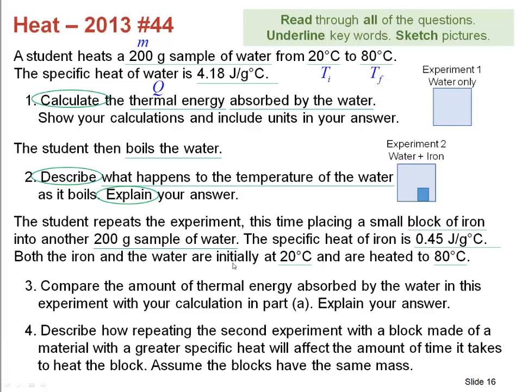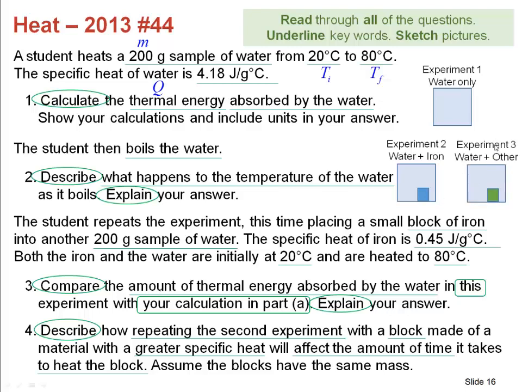Both the iron and the water are initially at 20 degrees Celsius and are heated to 80. So what we see there is that the temperature change here is the same in experiment 2 as it was in experiment 1. So delta T is the same. Compare the amount of thermal energy absorbed by the water in this experiment with your calculation in part A. How much energy does the water absorb? And then describe how repeating the second experiment with a block made of a material with a greater specific heat will affect the amount of time it takes to heat the block.